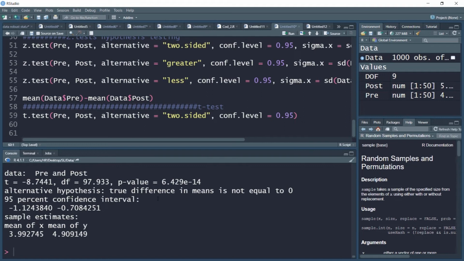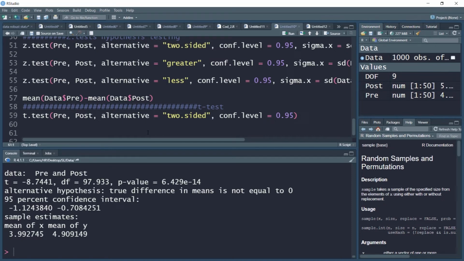and notice the t value of minus 8.7441. And also please notice the p value, which clearly indicates that with a lot of confidence we can reject the null and say that the mean of pre and post sample are not the same. So we can make that inference about the population. Also, there is some evidence to suggest that the mean of the pre sample, which is around 3.99, and the mean of the post sample, which is around 4.90, are quite different. However, we'll have more to say about that in subsequent tests.